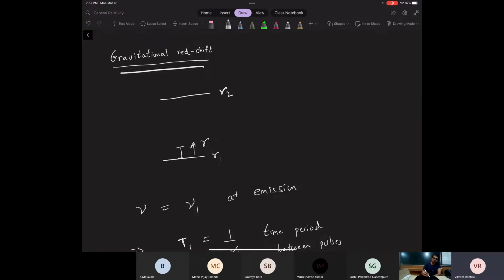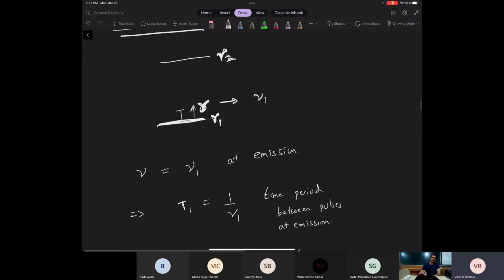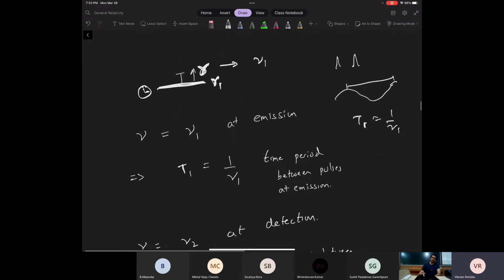So here's the idea. You have a photon, which I've denoted as gamma over here, in a gravitational potential. So this is at r1, and this is some other distance r2. Now let's assume that when the photon is emitted, it has a frequency nu1. Let's say the time period between two peaks, or if I think of it as pulses, is t1, which is 1 by nu1. This is the time as measured on a clock which is over here. So t1 is 1 by nu1, the time period between pulses at emission.